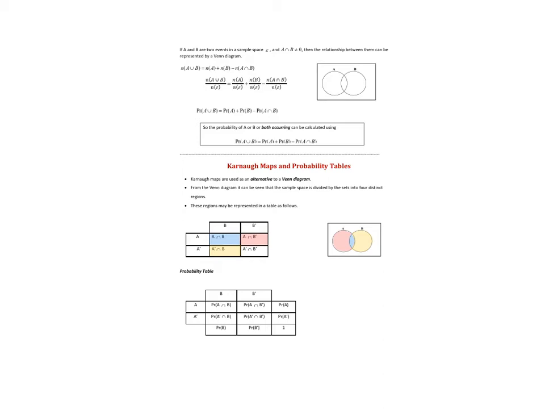All right, there's not many probability laws. And what we're saying is the probability of A union B is the probability of A plus the probability of B minus the intersection. So that's my addition law of probability.